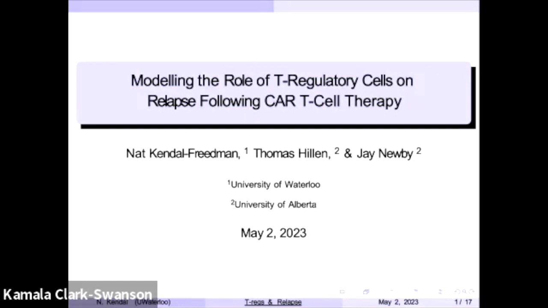And so to do this, what we'll be looking at is CAR T cell therapy, and in particular, the role of T regulatory cells on relapse. So to start with, as I just said, I'm not a biologist. We're going to begin with the biology.